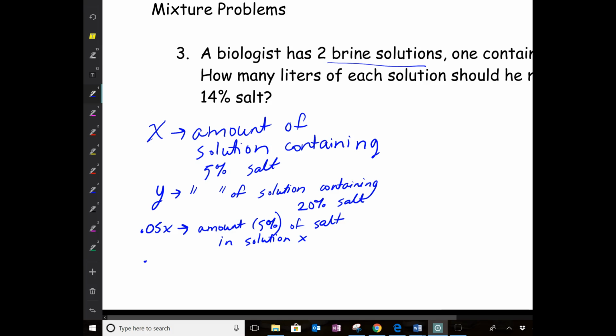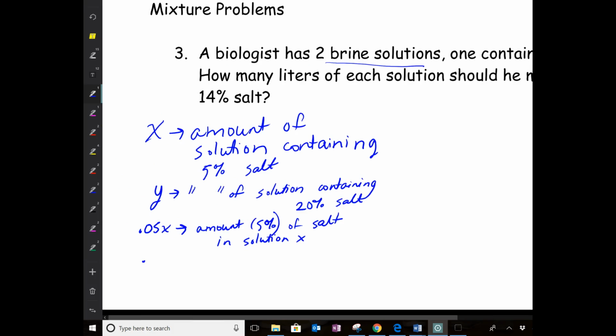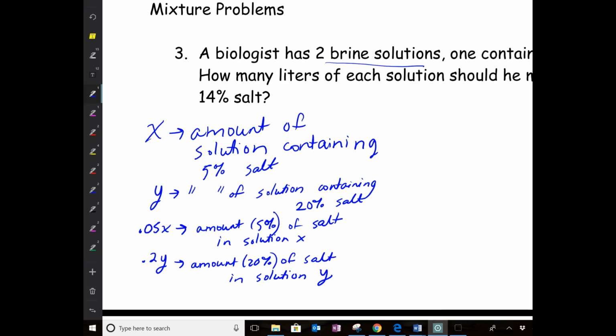And then 0.20y, 0.2y is the amount, which is 20% of salt in solution Y. Okay, if we define our pieces in this way, we should be able to come up with two equations that will help us navigate our solution.